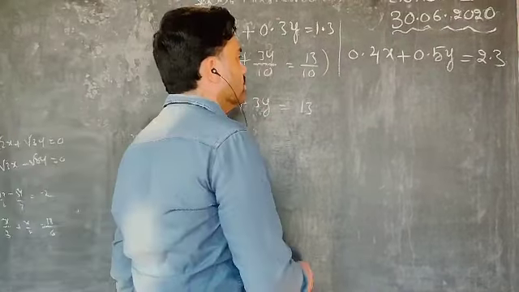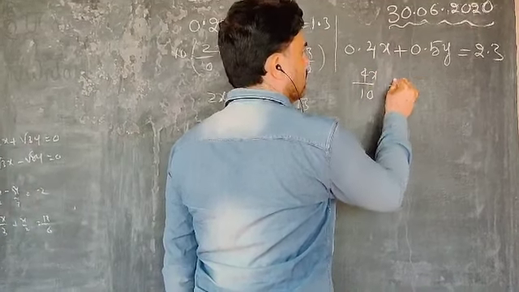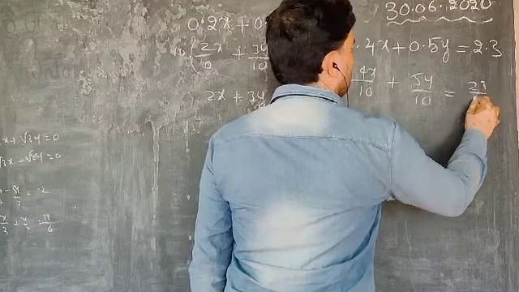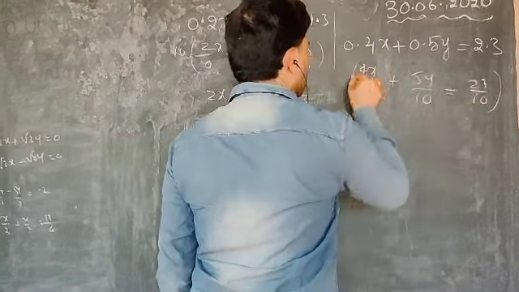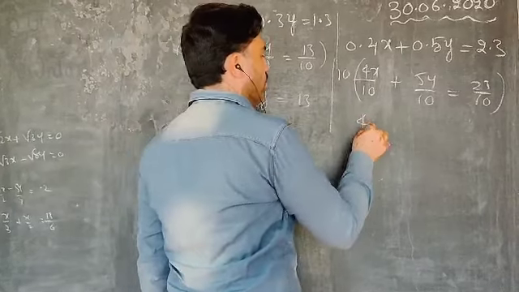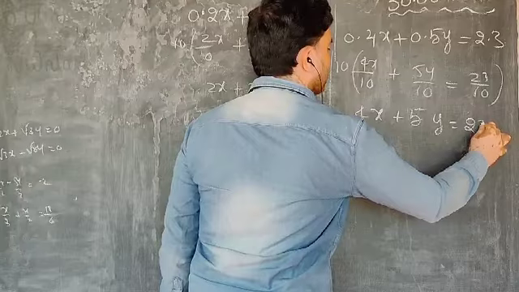Similarly, when you come to the second equation, 4x by 10, next 5y by 10, that is 23 by 10. So now the whole equation is multiplied by again LCM, that is 10. So that you will get 4x plus 5y is equals to 23.